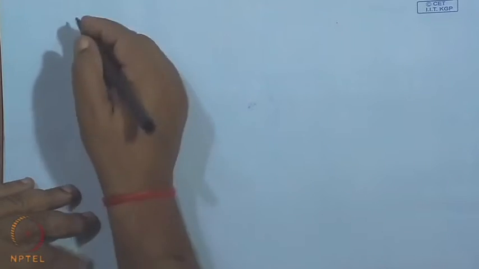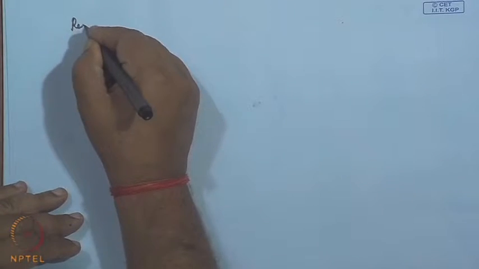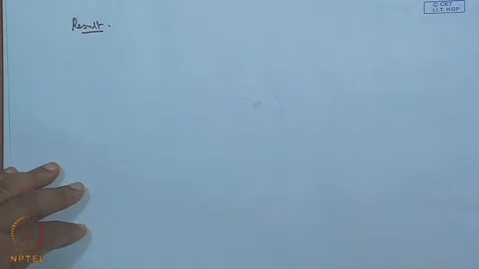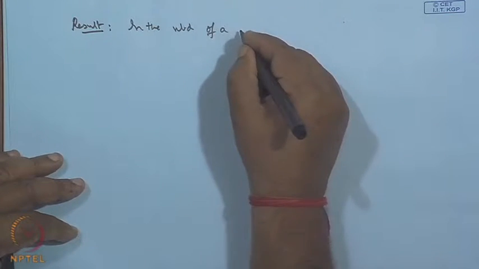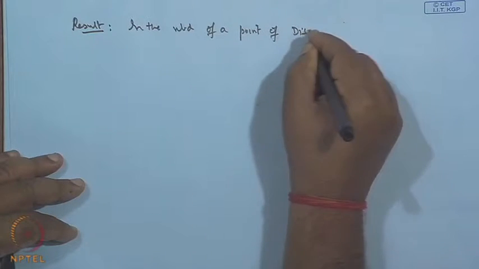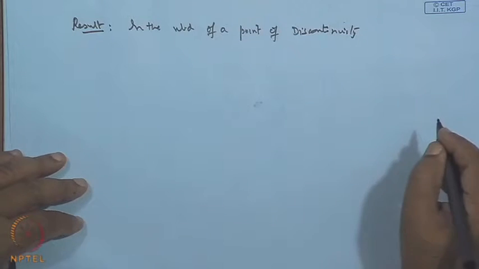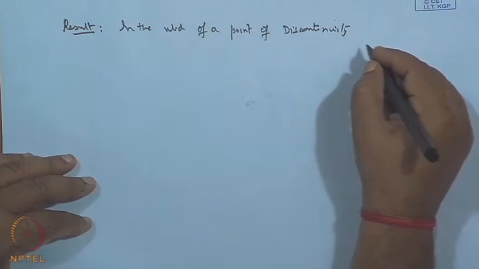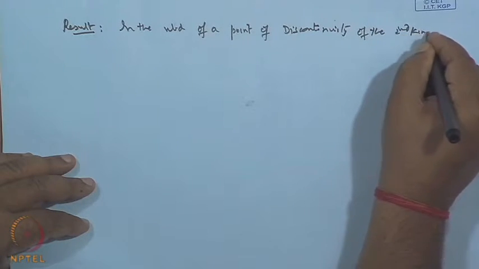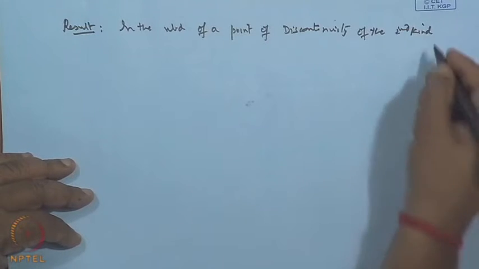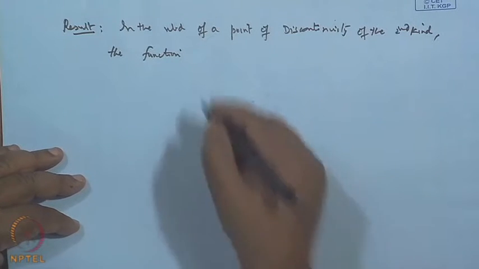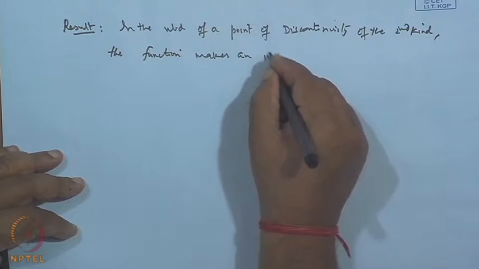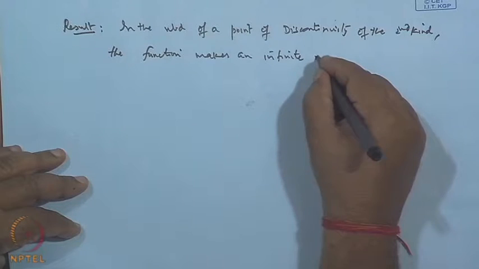Okay. And so, almost this we have covered. There are more results which we can prove, of course, without proof we can just say: in the neighborhood of a point of discontinuity of the second kind, the function makes an infinite number of oscillations.